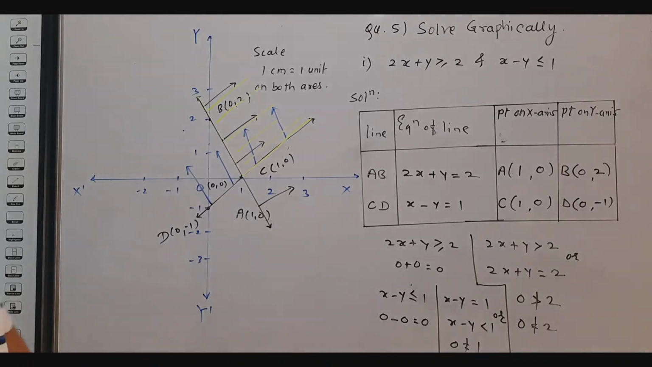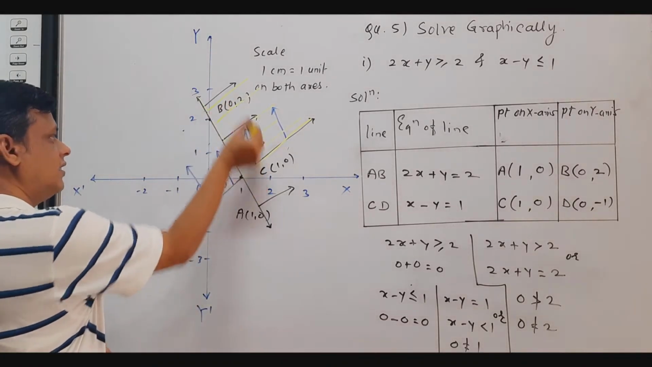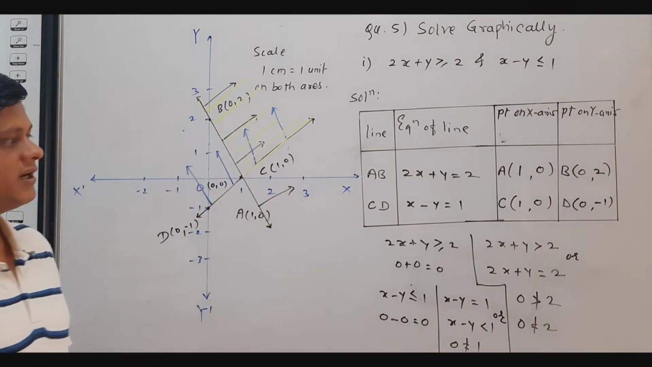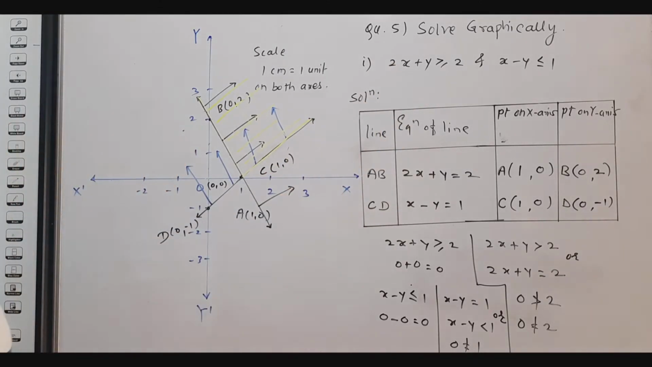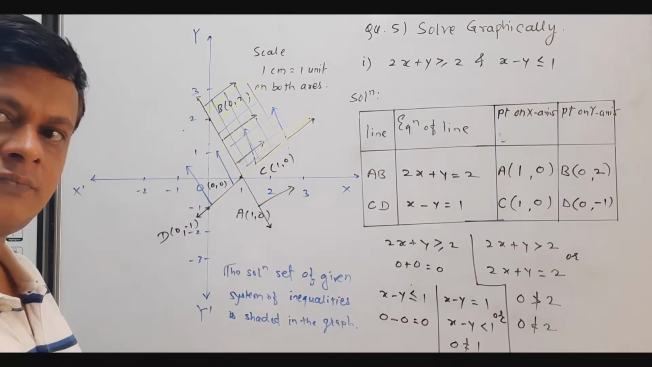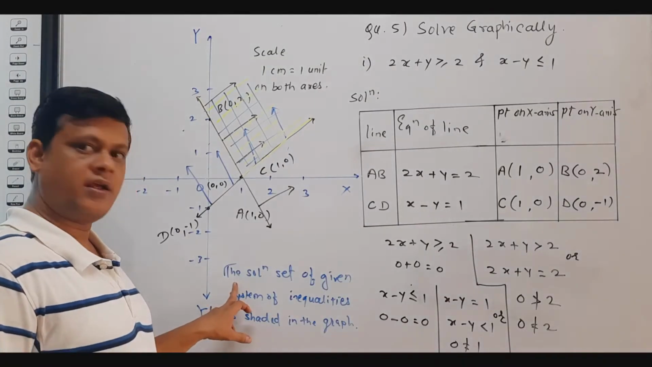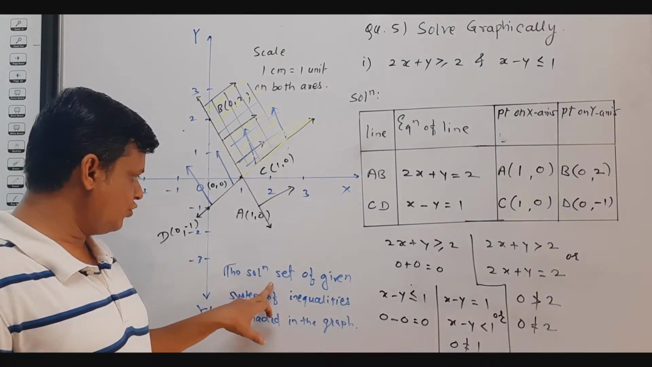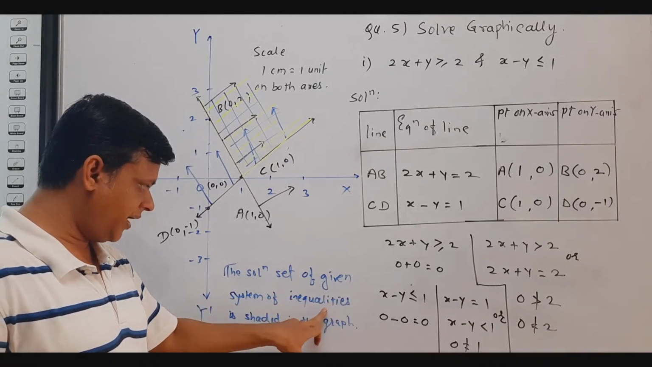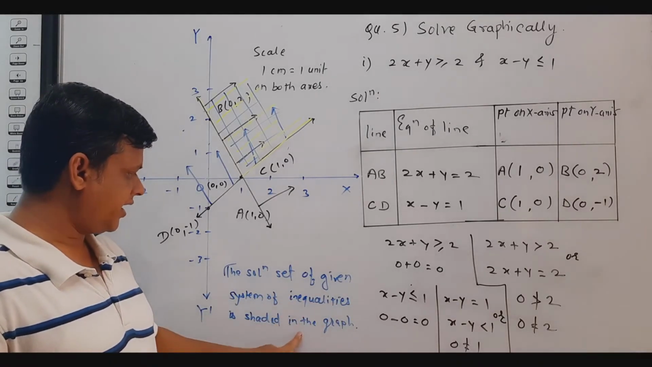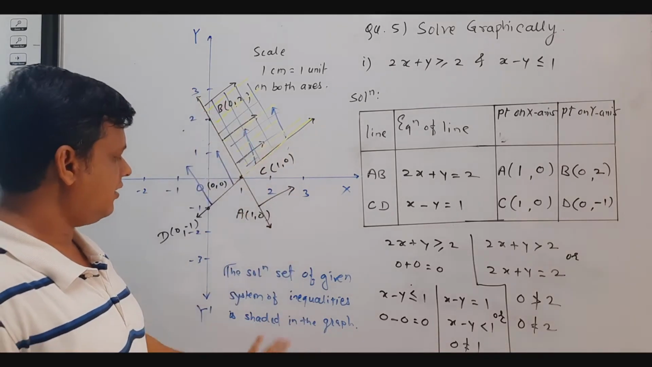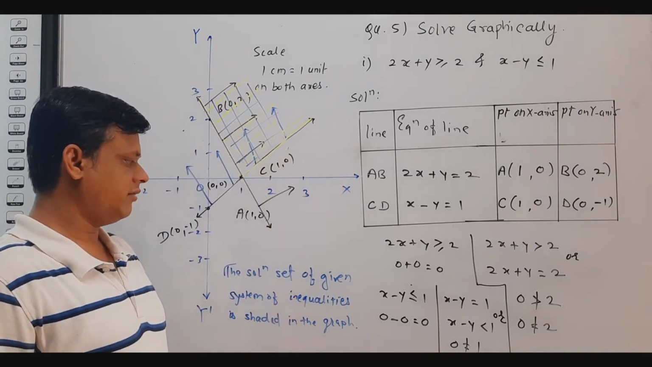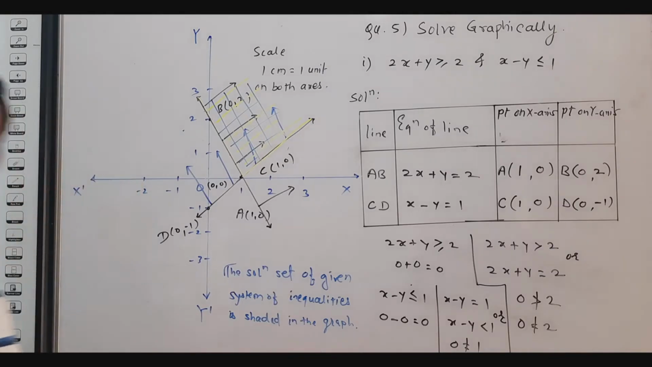So in this way, this shaded region is the graphical solution for these two inequations. So we write in the answer, the solution set of the given system of inequalities is shaded in the graph. This shaded portion is the solution for this given system of inequalities.